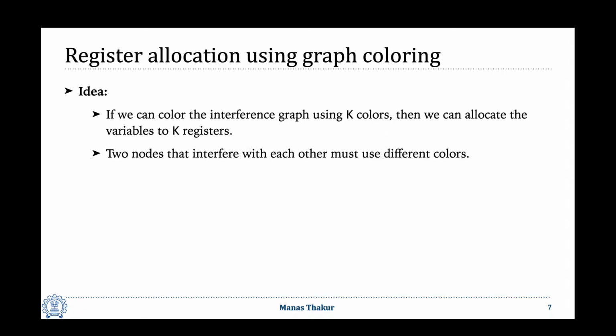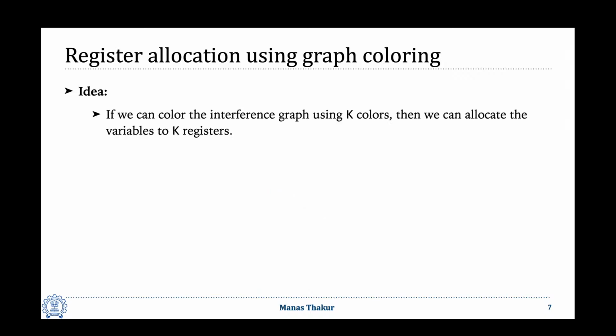Two nodes that interfere with each other must use different colors. If they don't interfere with each other, then they can use the same color if there is no edge between them, right? So A and B do not interfere with each other, so they can use the same color, let's say blue here, and this one is orange. What does this mean? You can assign A and B the same register R1, and you can assign C a register R2.